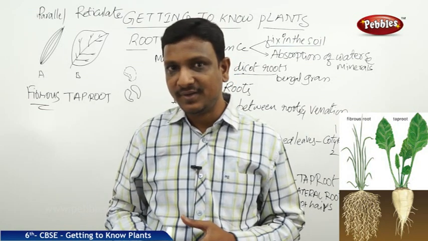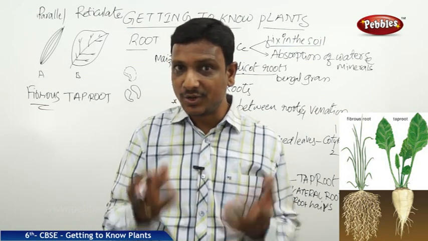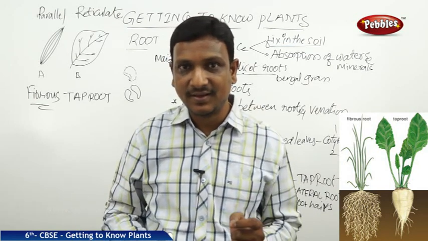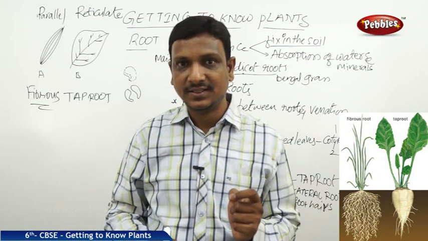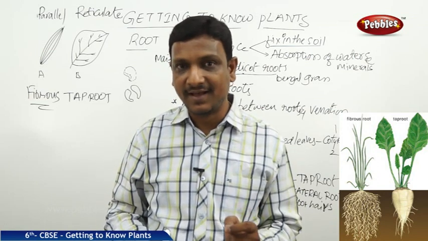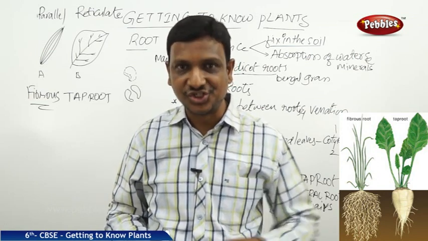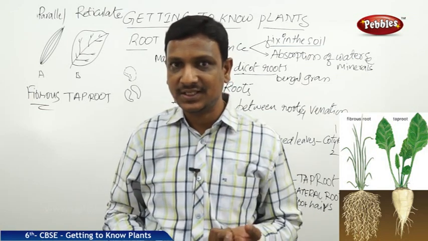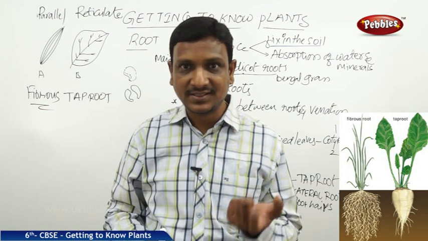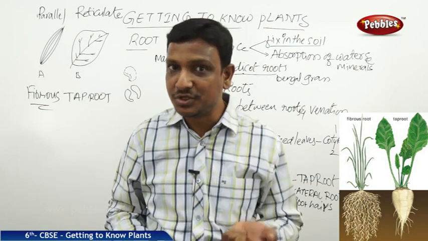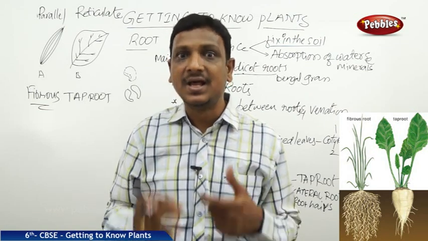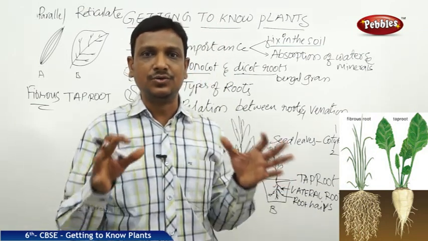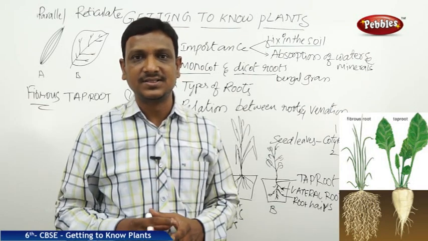So not only the leaf, if you are given the seeds, by looking at the seeds also you can tell that the seeds with a single seed leaf, single cotyledon, are monocots, they have fibrous root system and parallel venation. And if you are given a seed with two seed leaves or two cotyledons, you can say that it is a dicot plant, it has reticulate venation in the leaves and taproot system in the root. So that's all about the roots of the plants.